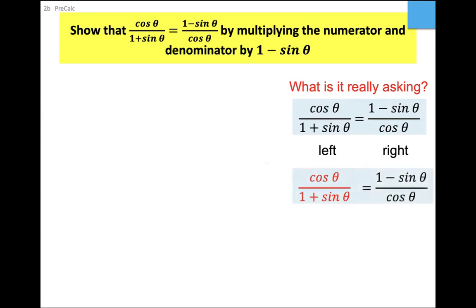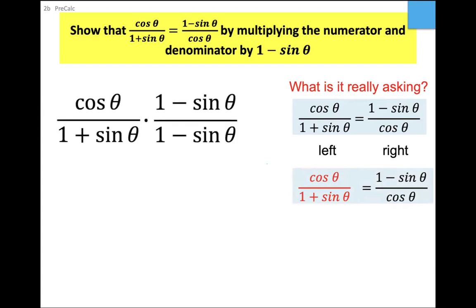It says in order to turn that red into the black, I'm supposed to take the red and multiply by 1 minus sine theta, top and bottom. Remember, that means we're multiplying by 1. So we're not changing any values because we're multiplying by 1, but we're certainly changing its appearance. Okay, so let's do this math.